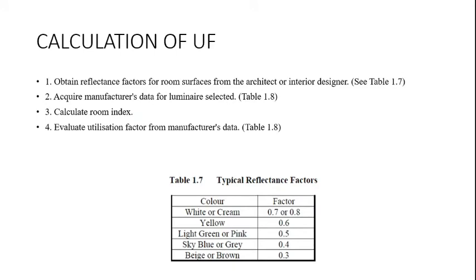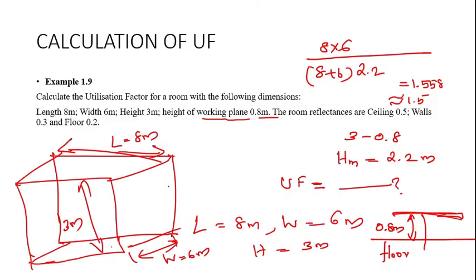Then next is calculate room index. So we have calculated the room index as 1.5. We got it. Then from these first two steps you will get ceiling 0.5, walls 0.3 and floor 0.2, which are the room reflectance values, but we need not calculate it from manufacturer's data or table, because it is already given in the problem.